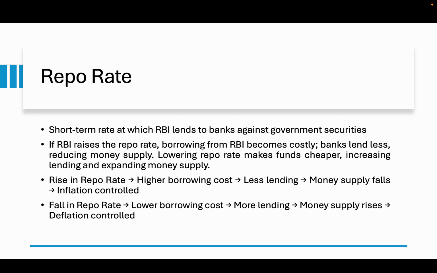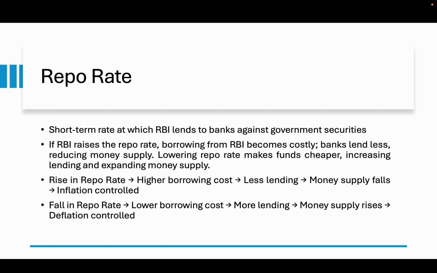Repo rate. The repo rate is the short-term interest rate at which RBI lends to banks against government securities. If the repo rate increases, the bank borrowing cost from RBI increases. As a result, they will lend less to the public. This will reduce money supply and inflation comes under control. If the repo rate falls, banks get cheaper funds. They will lend more to businesses and individuals. Money supply will rise, boosting growth during deflation.